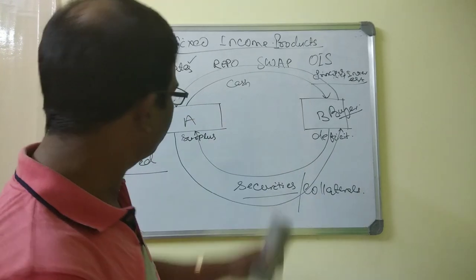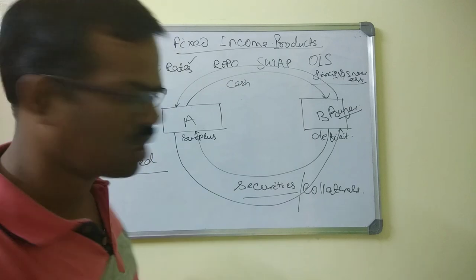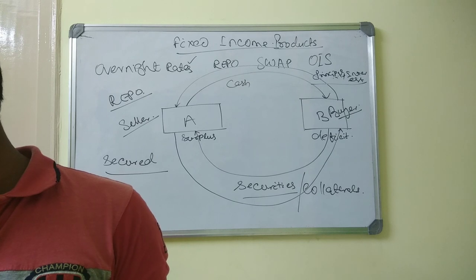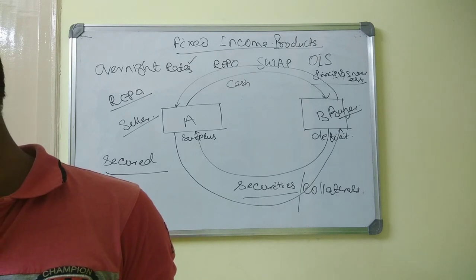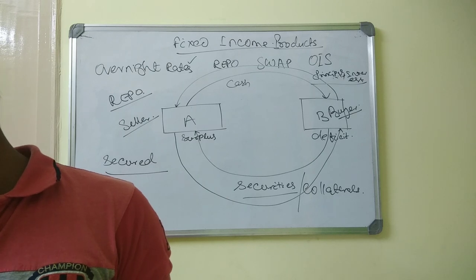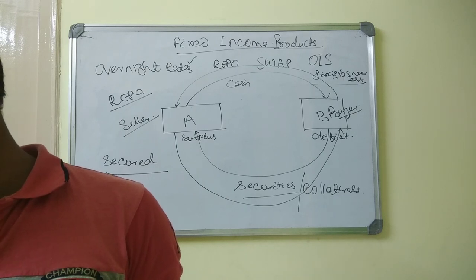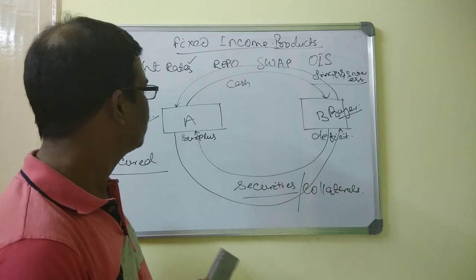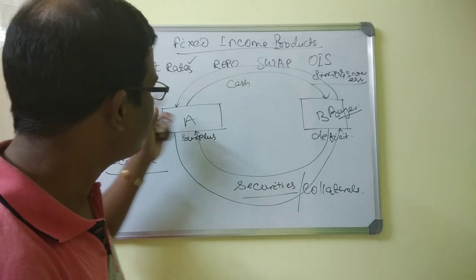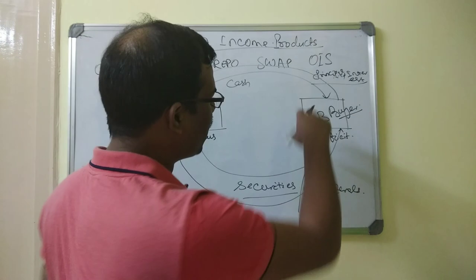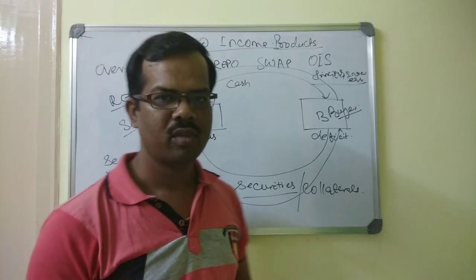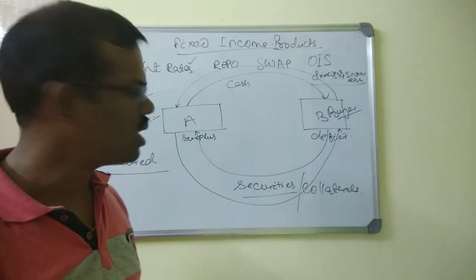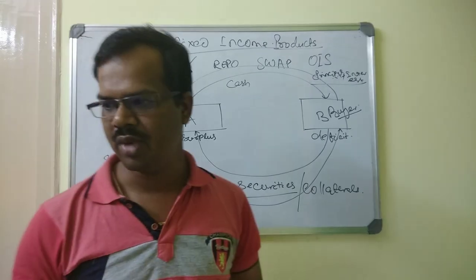There is one task for you. All we are discussing is from the repo seller's perspective. So there is a task for you: find out what the similar transaction is if you look from the buyer's perspective. That will be passed on the screen, and you find out the answer and write it down in the comments of this video.